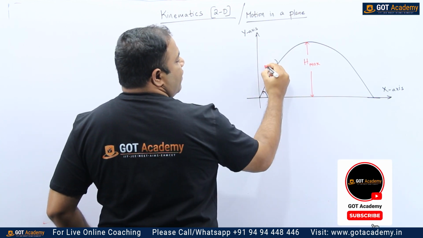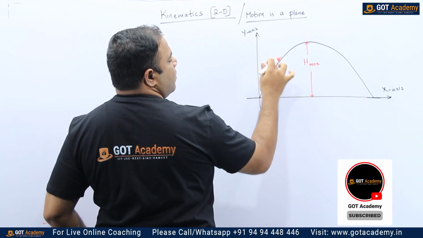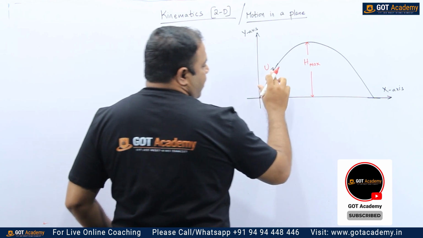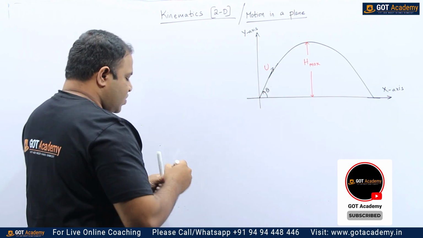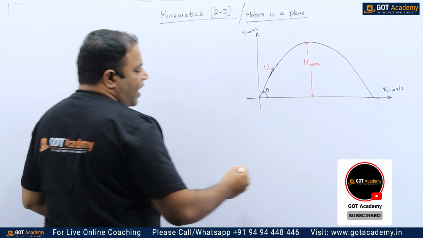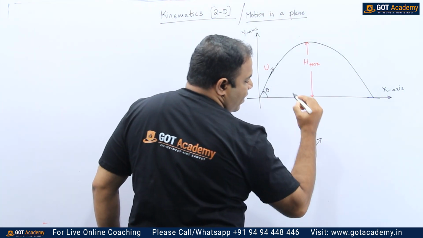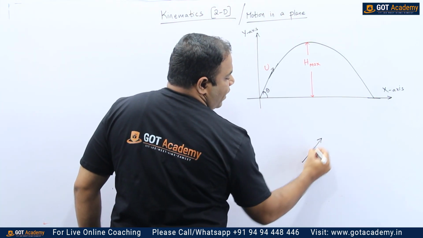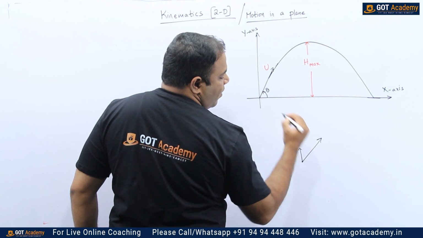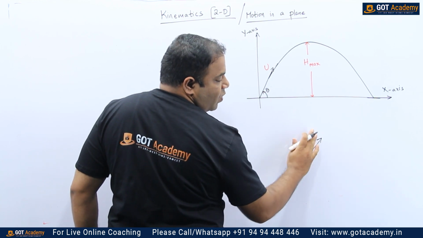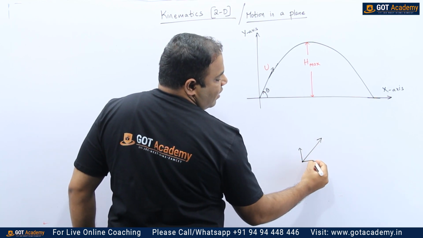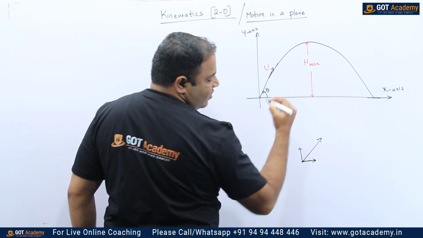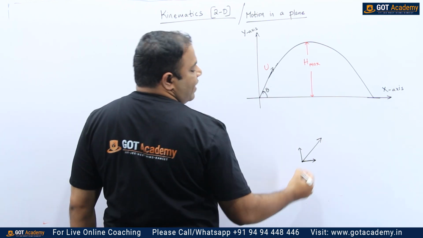We are throwing a body with the initial velocity u. Clear? So if this is initial velocity u, as we have studied in vectors, if a vector is going in upward direction, one component is along upwards, and if it is moving towards right side, the other component is towards the right side like this. This we have studied in vectors.